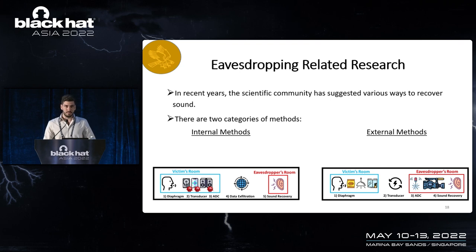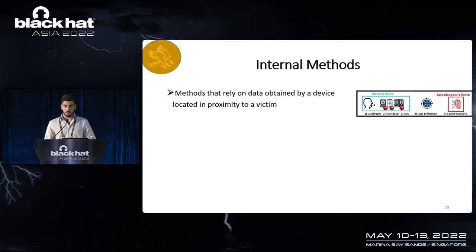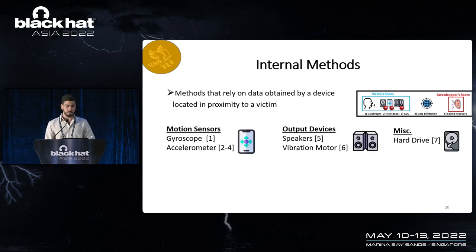Now we'll discuss some eavesdropping related research. So first of all, in recent years, the scientific community has suggested various ways to recover sound. We're going to divide those ways into two categories. The first category is internal methods, and the second category is external methods. We're going to first discuss internal methods. Internal methods are methods that rely on data obtained by a device located in proximity to the victim. In other words, in the same room with the victim.